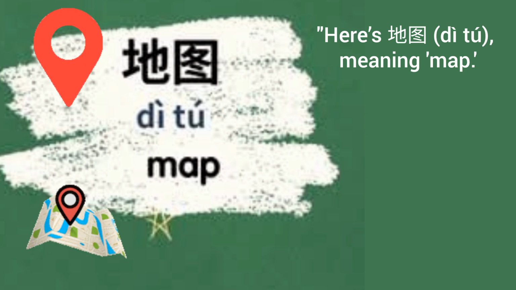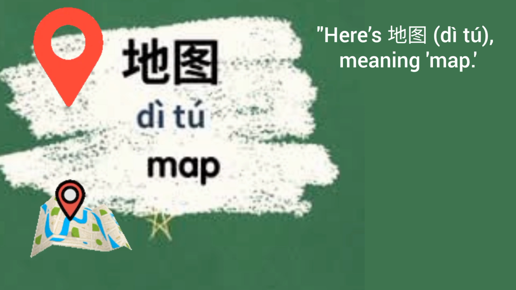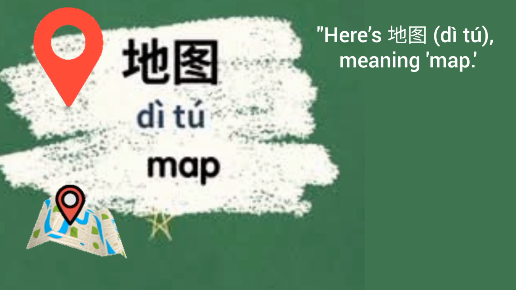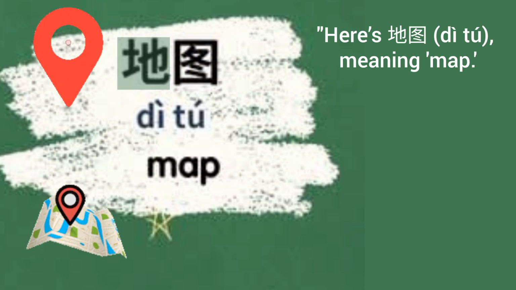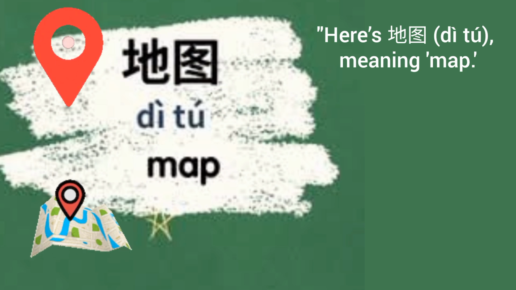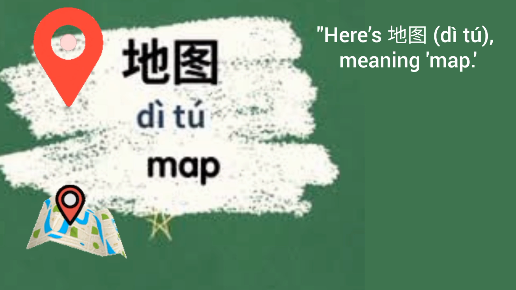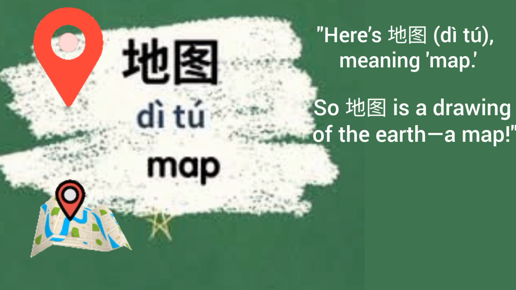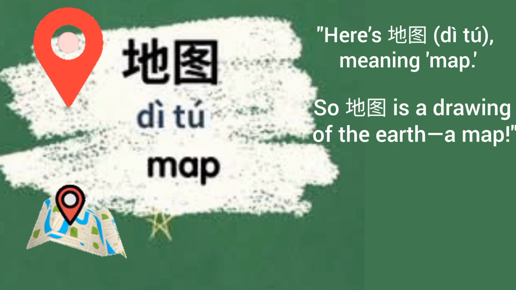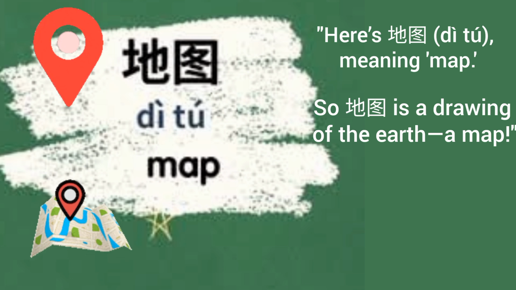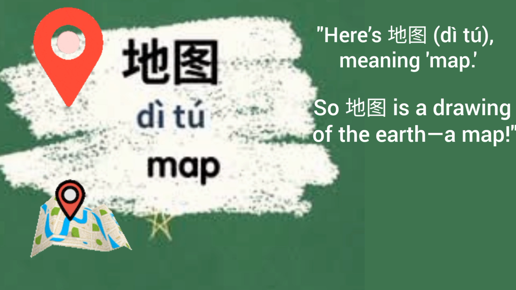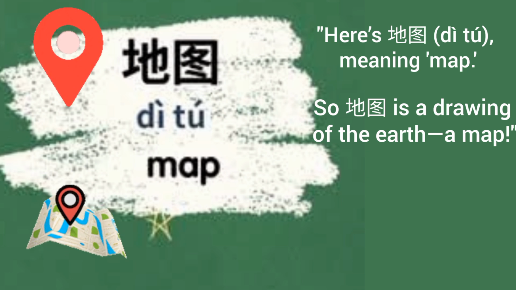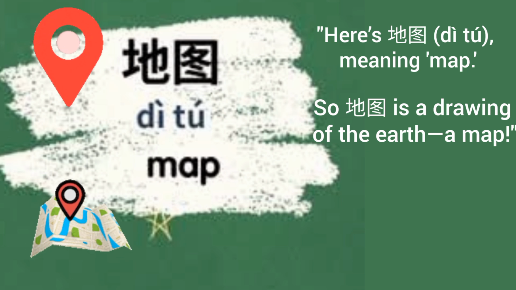Next vocabulary that we have is map, which in Chinese can be pronounced as 地图. It is a drawing of the earth called a map. Hope you find it easy and learn it soon. Let's explain it in detail. It has two characters, having different meanings, which are interesting and learnable.